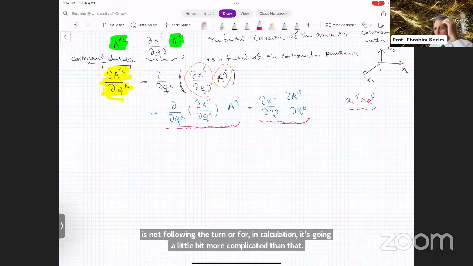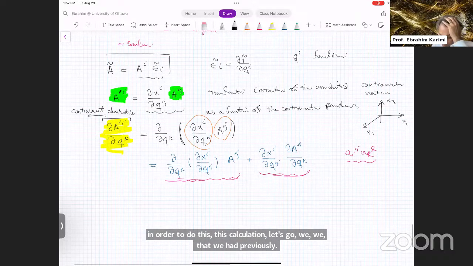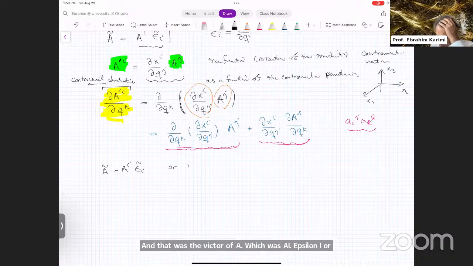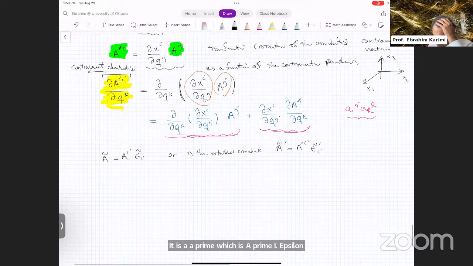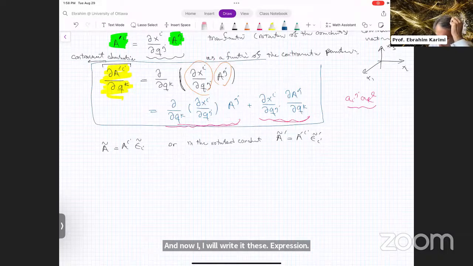And in order to do this calculation, let's go with the vector that we had previously. So I have written the vector here. And that was the vector A, which was Ai epsilon i, or in the rotated coordinate, it is A prime, which is A prime i epsilon prime i, okay? And now I will write this expression in terms of the vector notation.